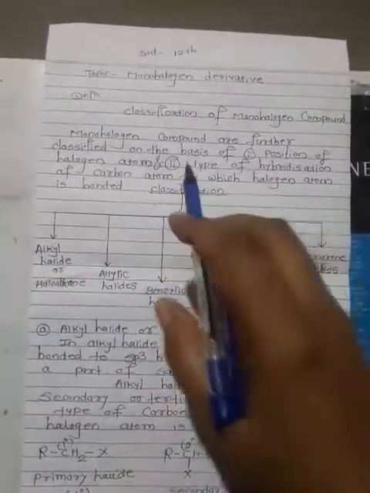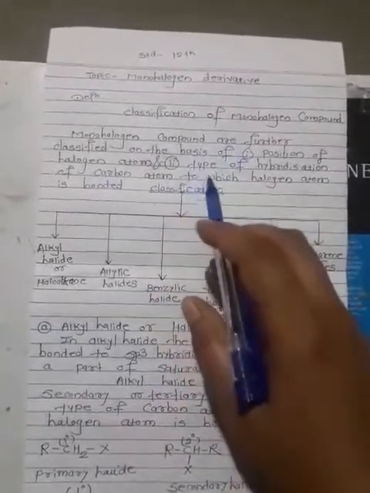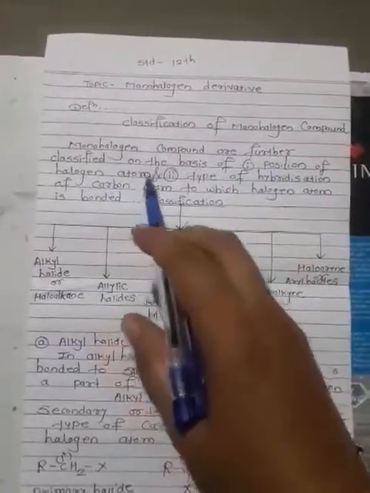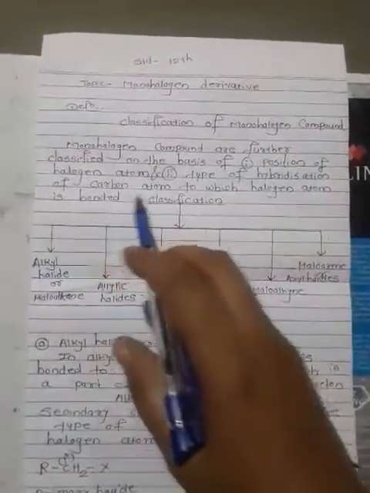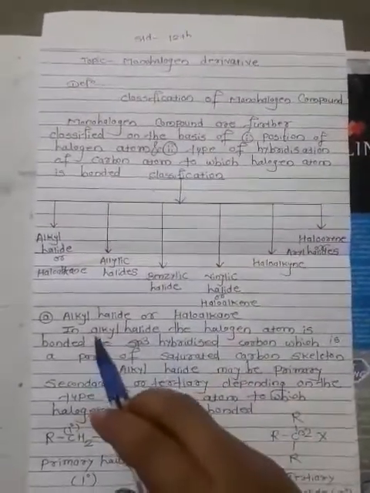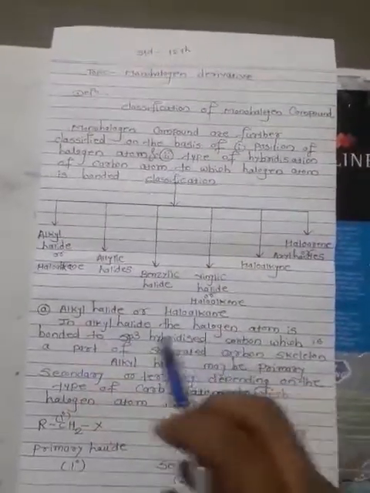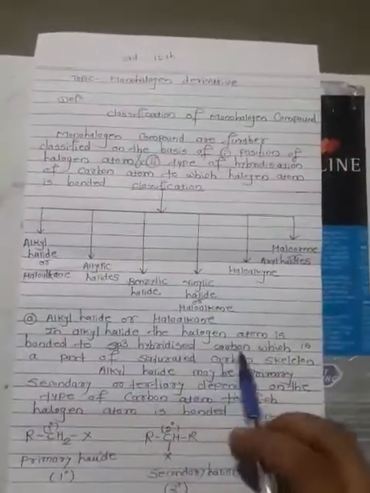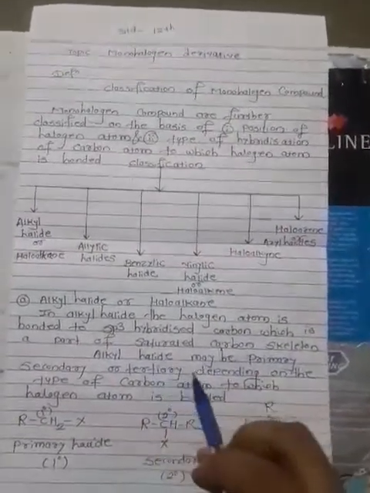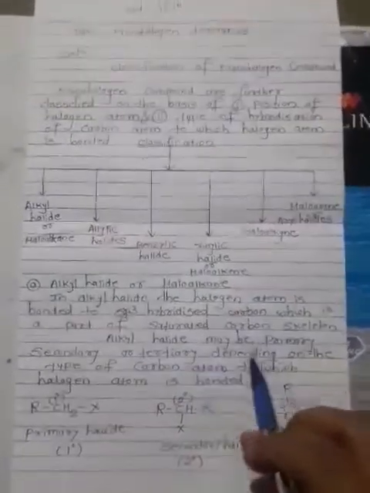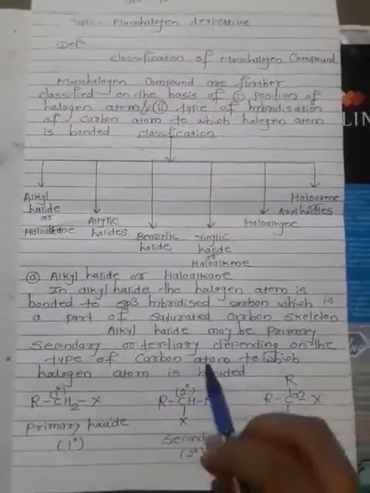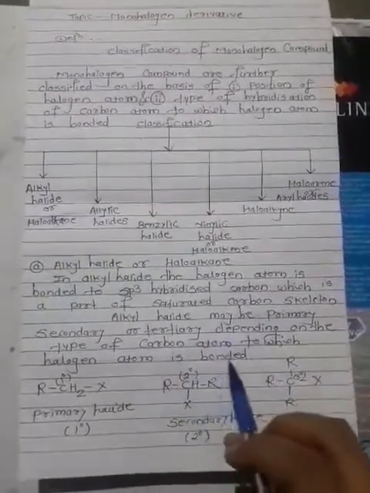As we have seen earlier, the classification is mainly based on two things: first, the position of the halogen atom, and second, the type of hybridization of the carbon atom. These two things play an important role in the types. So in alkyl halide, the halogen atom is bonded to an sp3 hybridized carbon atom, which is part of the saturated carbon skeleton. There are 3 types of alkyl halide. It may be primary, secondary or tertiary depending upon the type of carbon atom to which the halogen atom is bonded.